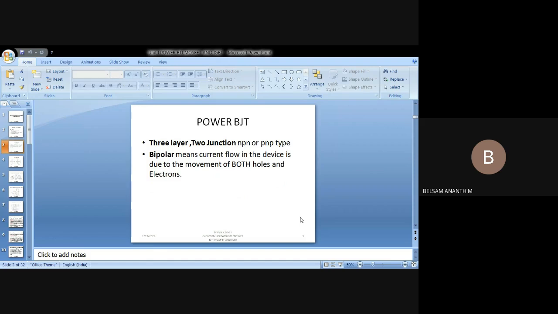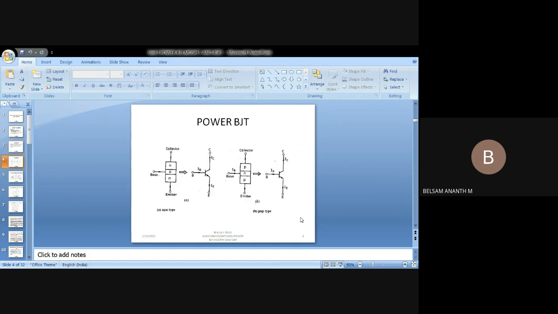Please remember, for the power BJT, structurally we speak about three layers, two junctions, NPN or PNP. That's why we started with transistors of NPN and PNP type. Bipolar means the current flow in the device is due to the movement of both holes and electrons. We are all aware of that. From 12th onwards, we keep learning the fundamentals of physics by learning about NPN and PNP terminologies. So here it is the movement of both holes and electrons. This is the schematic representation of your power BJT.